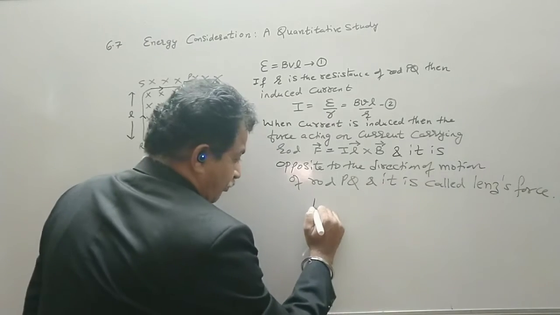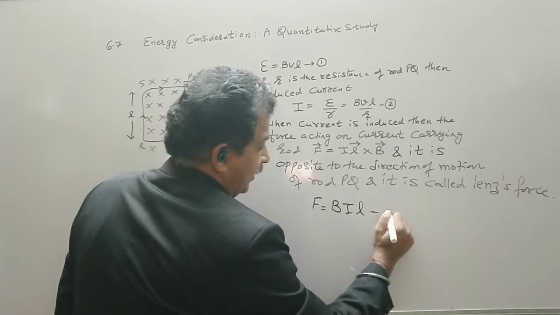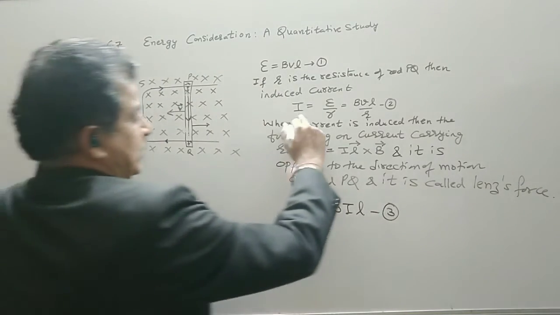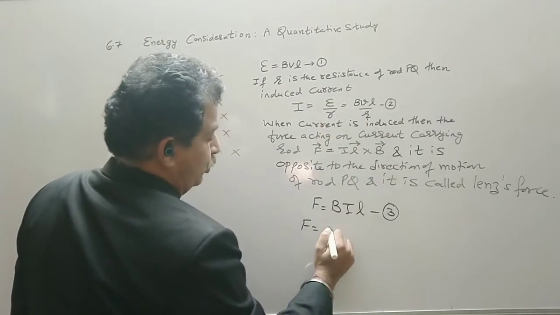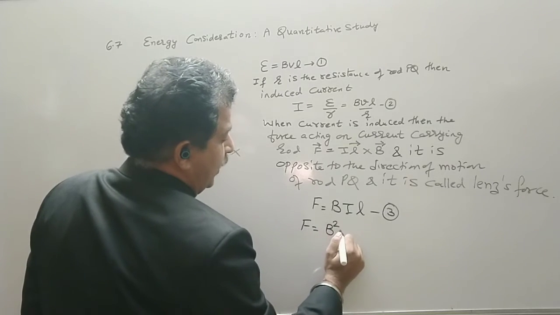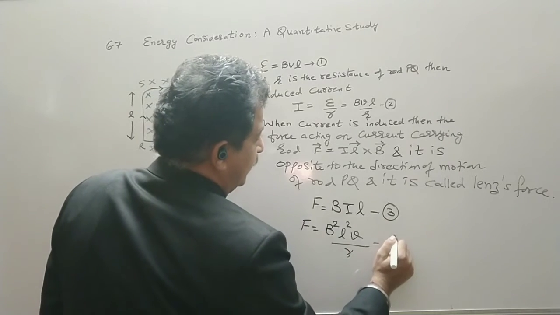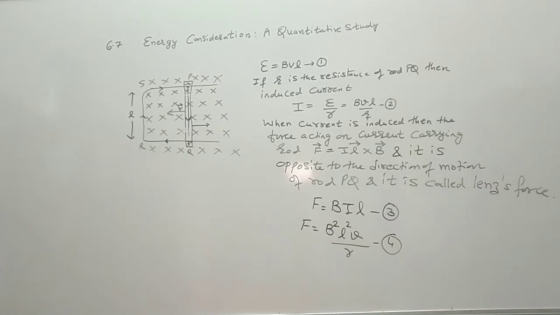What will be the magnitude of this force? Now the direction is determined, so the magnitude is BIL. That is equation number 3. Substituting the value of I here, F becomes B squared L squared V upon R. That is equation number 4. So this is the magnitude of the force which opposes the motion.